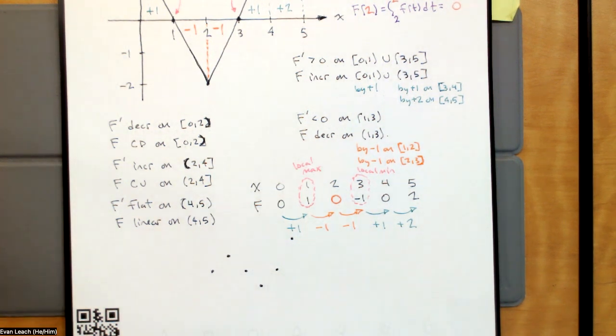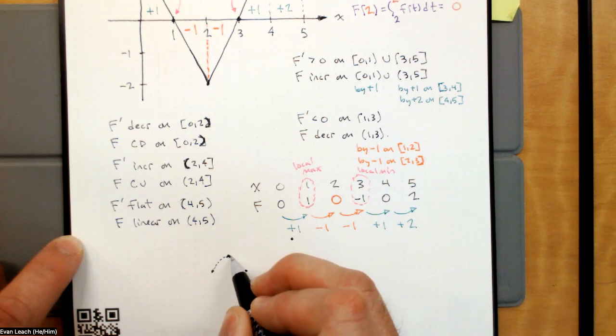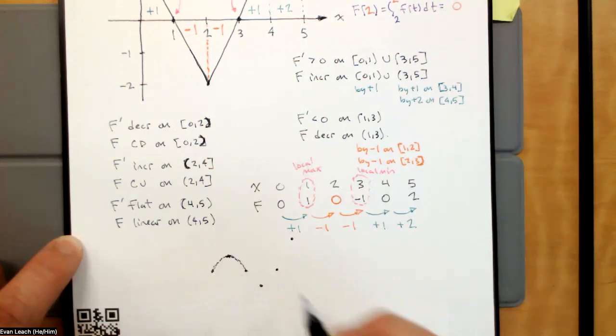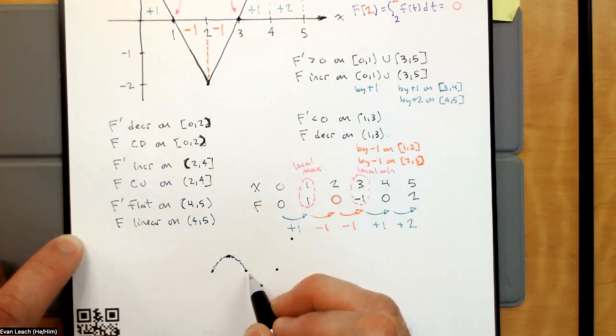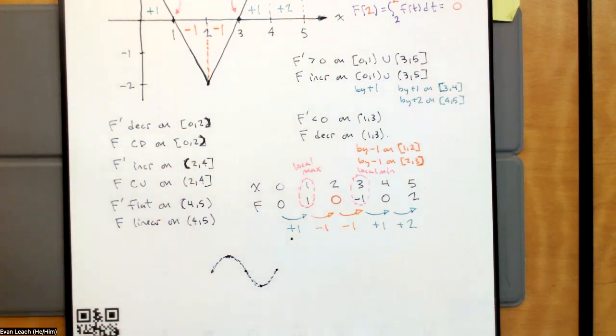We're going to draw concave down from 0 to 2. We'll change concavity at 2, and so we'll have an inflection point because we're changing concavity. And then we'll be concave up from 2 to 4, and then from 4 to 5, we'll have no concavity. So I'll just draw a line.